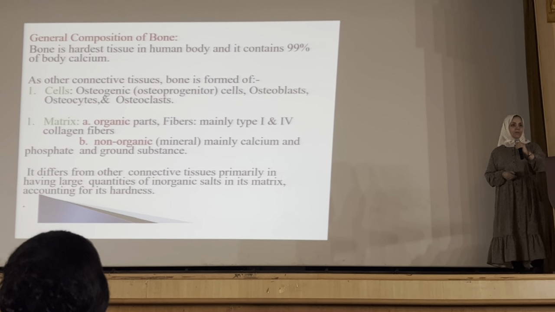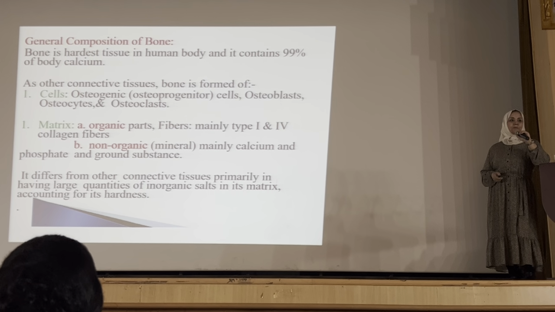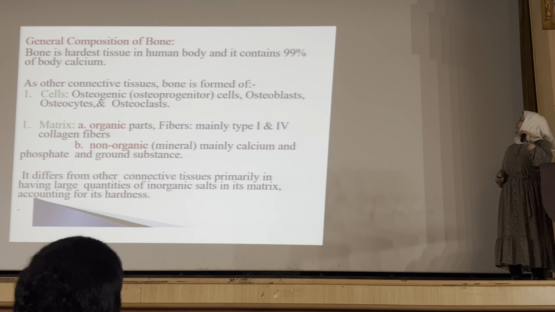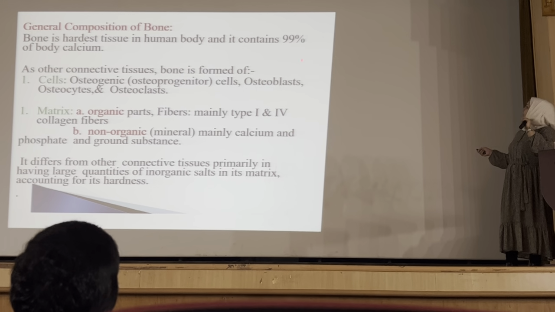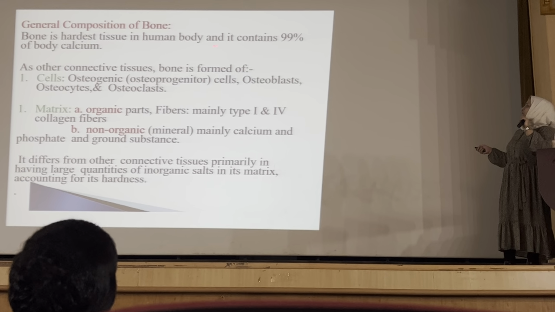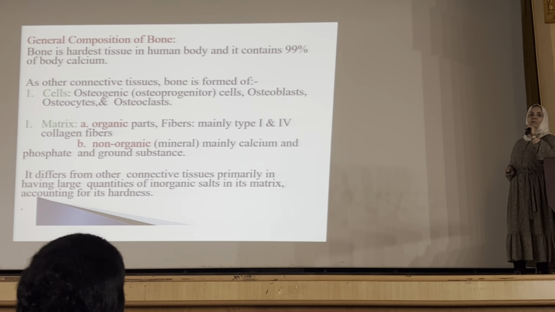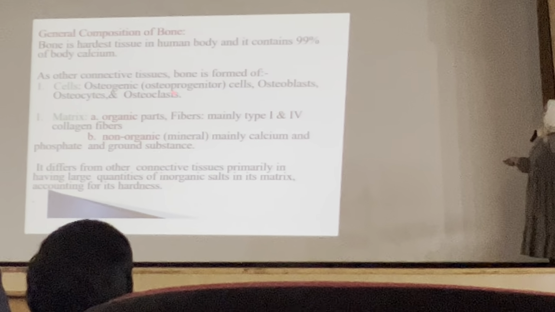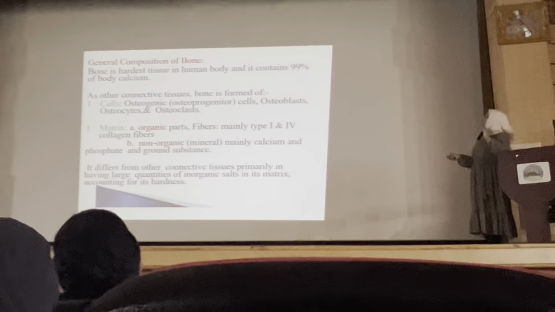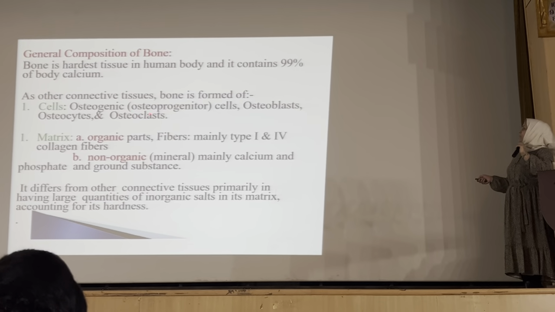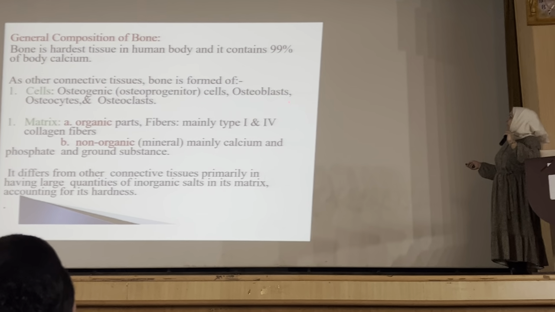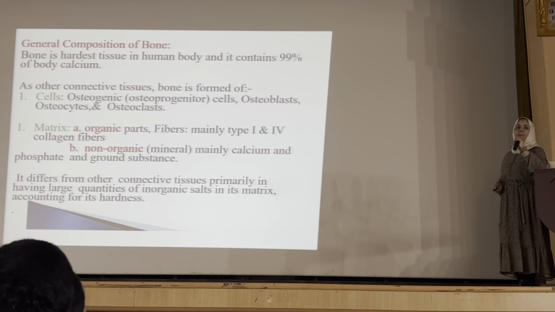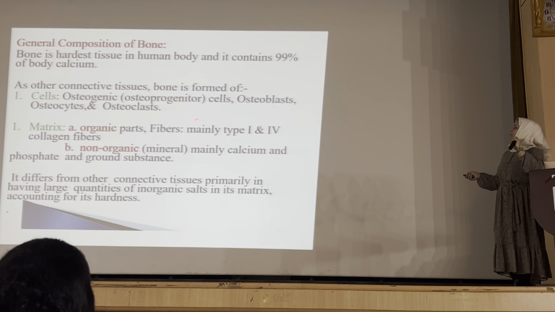Now, the general composition of the bone: bone is connective tissue, so it is composed of cells and fibers. 99% of the body's calcium is stored in the bone, so it is the hardest tissue in the body. The cells in the bone are four: osteogenic or osteoprogenitor cells, osteoblasts, osteocytes, and osteoclasts.